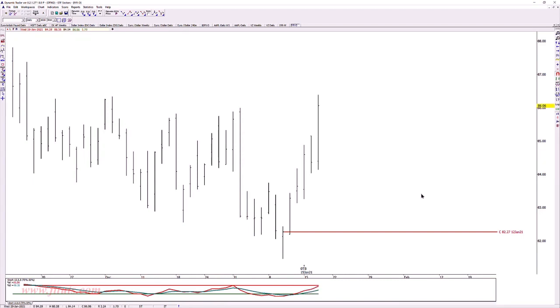Didn't enter there, and boy, had a big entry there. Great setup actually, because not only did it have the higher close, it closed above the last swing high close, and that's really significant.